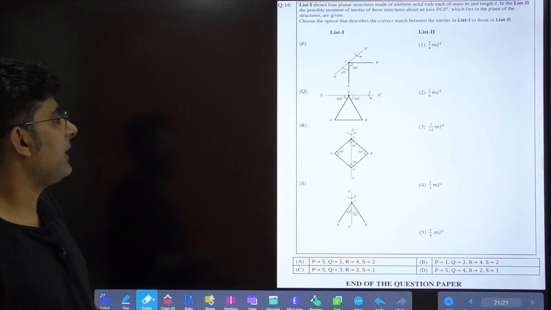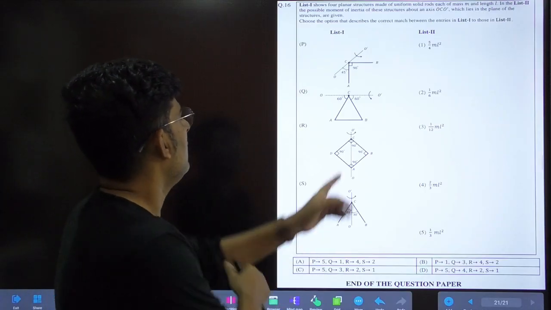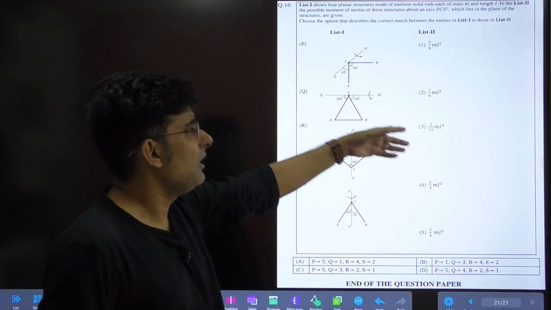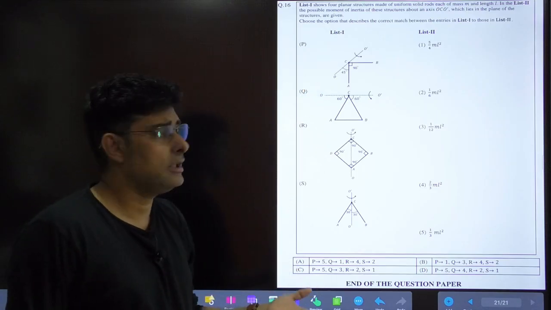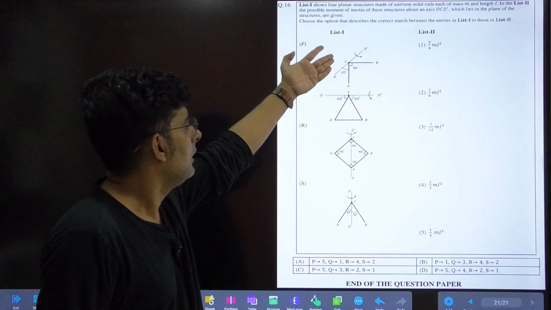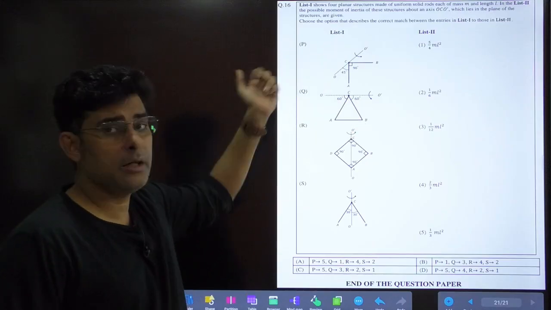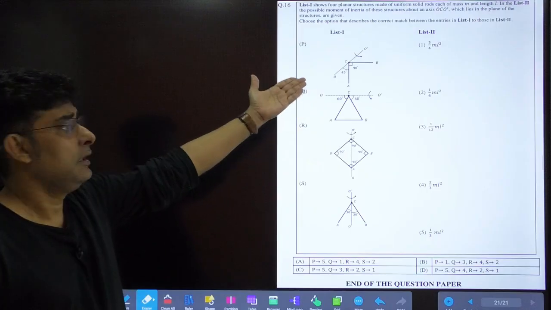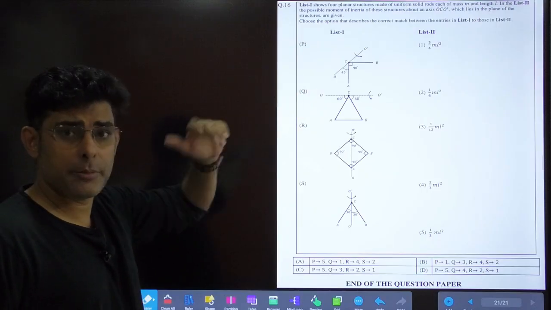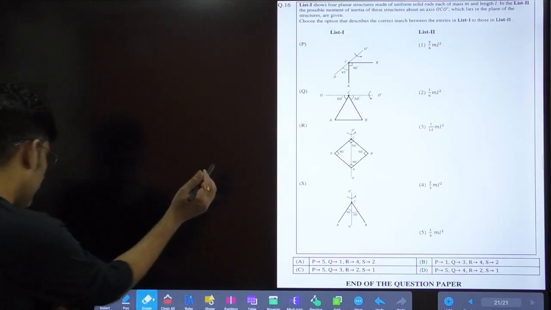Okay, so we come to the final question of this paper. Question number 16, again match the column, in which we have to find moment of inertia. This again is a very simple question because it is just based on a combination of rods and we have to find the moment of inertia. So you all know the results for moment of inertia due to a rod about different axes. So we can quickly solve it.